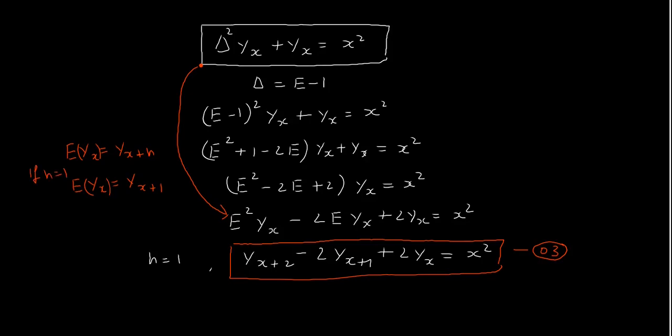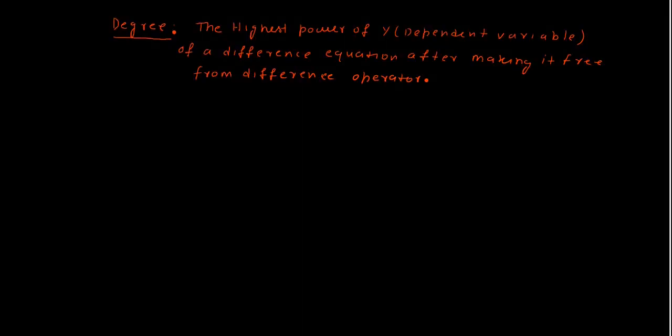So in this way we are able to convert any difference equation written in the form of a forward difference operator or shift operator or backward difference operator in terms of the dependent and independent variable. Then the difference between the highest subscript and the lowest subscript, so what is the order here? Order becomes x plus 2 minus x. This one is 2. So this one is the order. Now next we are going to discuss the degree, like the order of any difference equation.